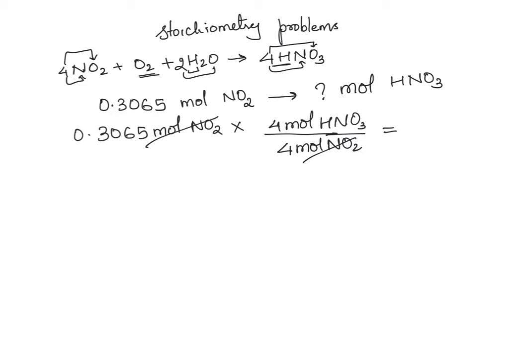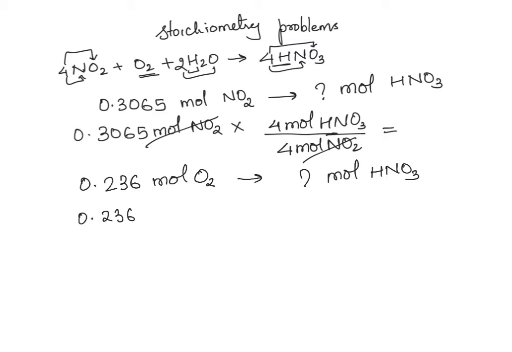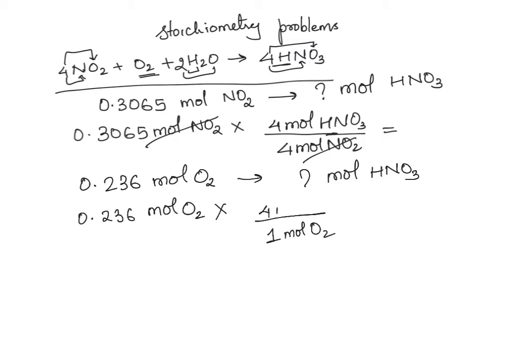The other type of problem, if 0.236 moles of oxygen is present, how many moles of HNO3 is obtained? Okay, 0.236 moles of oxygen. According to your balanced equation, 1 mole of oxygen yields 4 moles of HNO3. Okay, so then so many moles of HNO3 will be obtained.